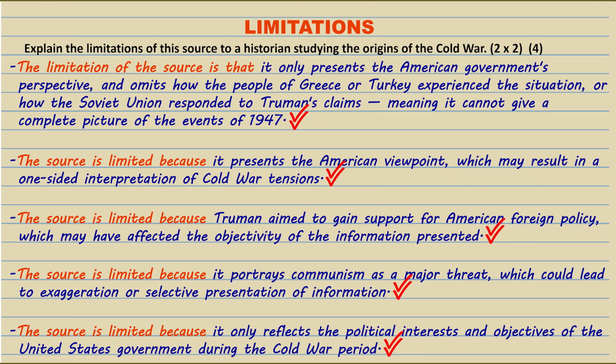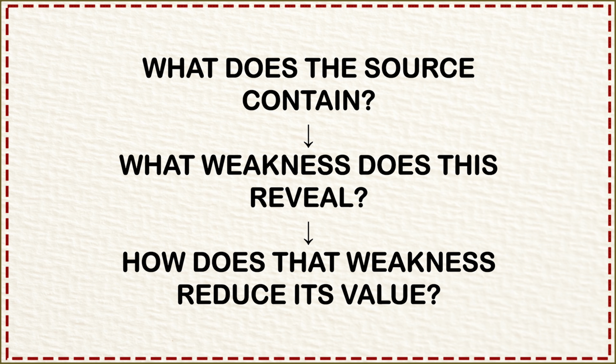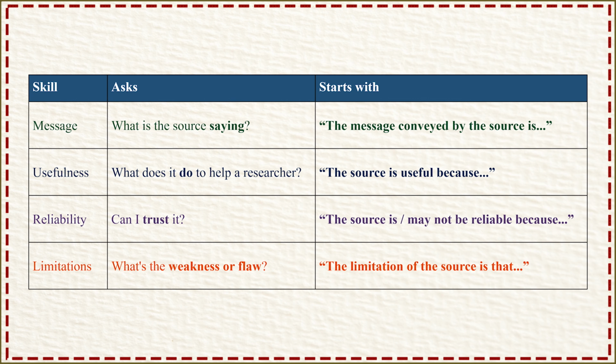Notice that these are different ways of identifying a limitation. We are not simply listing what the source leaves out. We are identifying something about the source itself that creates a weakness, and then explaining how that weakness reduces its value. From this tutorial, we have learned 4 different skills questions, 4 different templates to start our answer with.